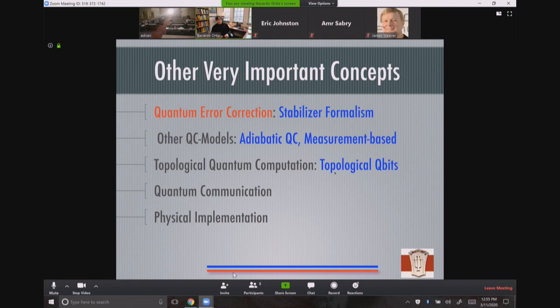I also talk about quantum communication, quantum key distribution, and I spend some time on physical implementation of these devices and also quantum simulations. So I will stop here.